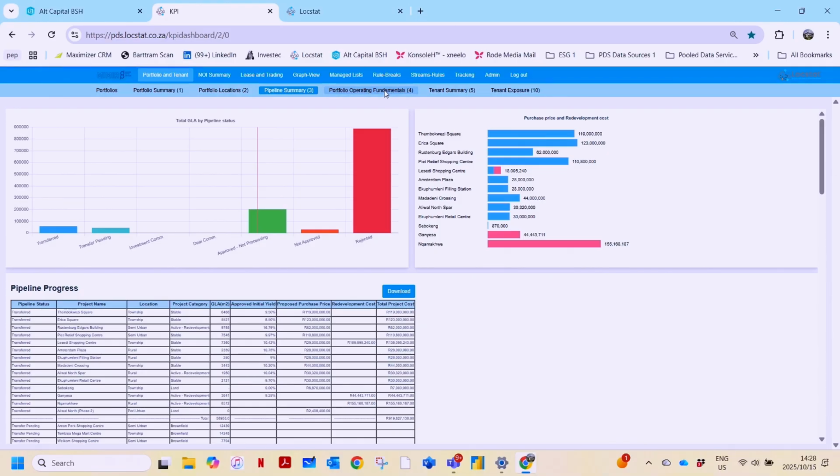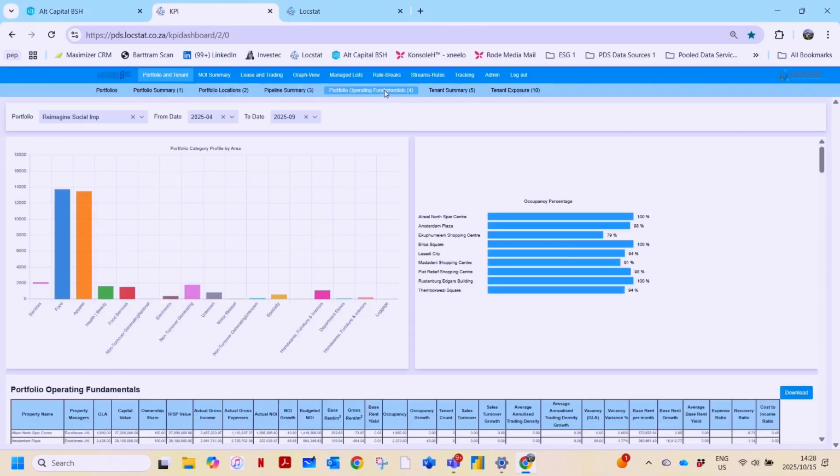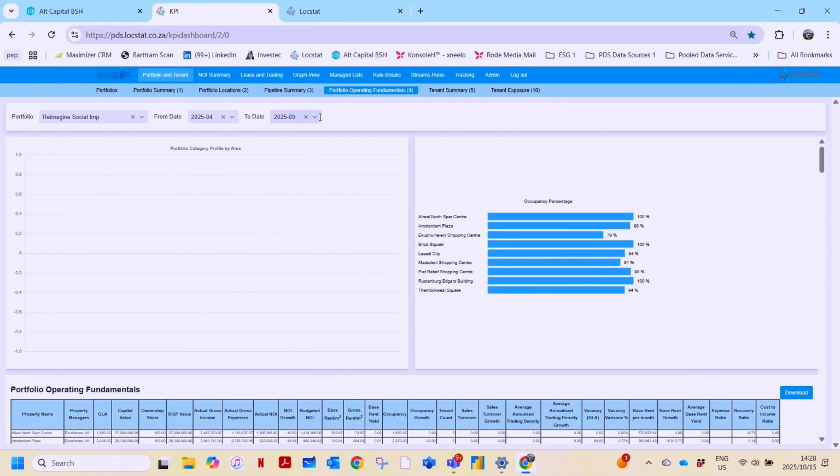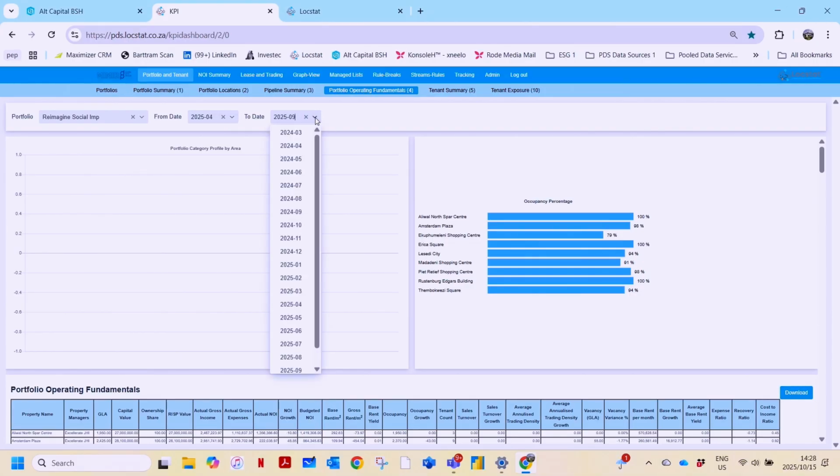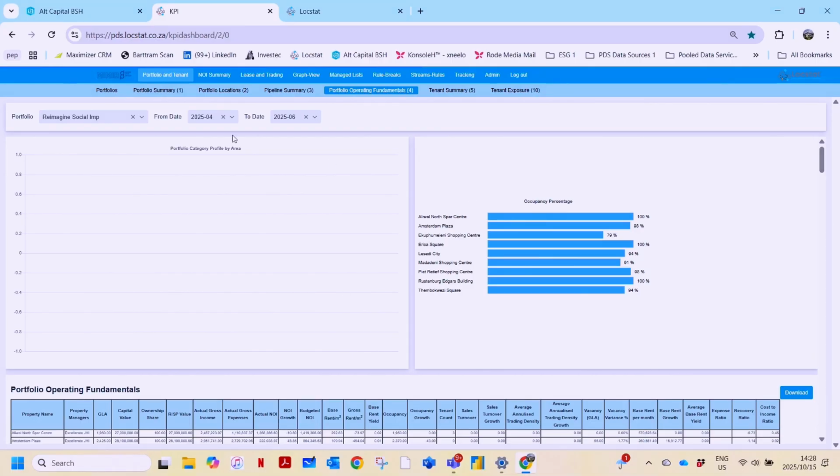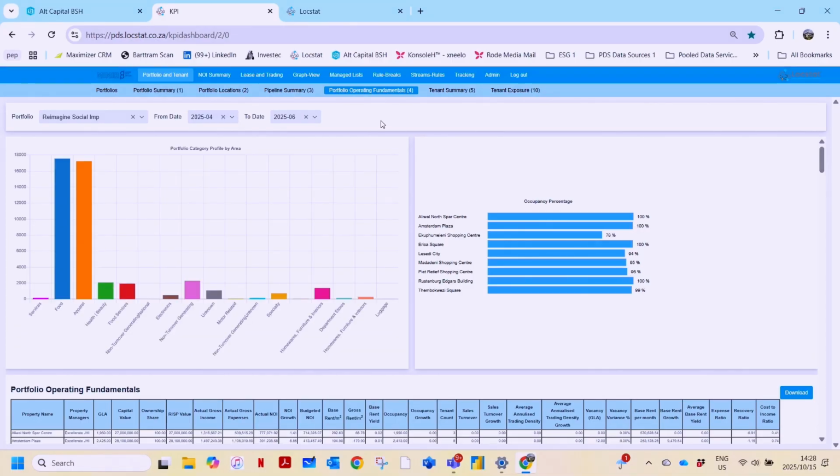If you wanted to have a look at portfolio operating fundamentals, again, I've just set the date here to the current date, depending on what's pulling through from MRI. But if we then go back to, let's say, 2025, last quarter, we can get new data through. This would be looking at your portfolio category profile by area. We can also start looking at your tenant information.